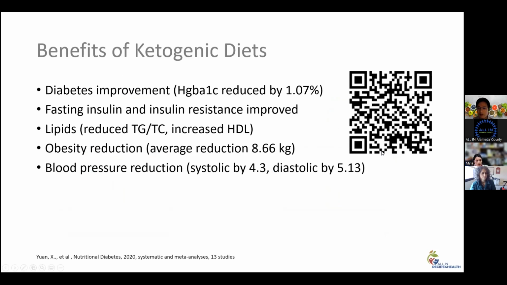The benefits, you can do a QR code. We didn't go into all the details. This is a systematic review. But in general, it's showing diabetes improvement. This is significant. A 1% drop is significant. Anything above 0.5 is significant clinically. Fasting insulin and insulin resistance, again, that's one of its hallmarks, is to work on this.